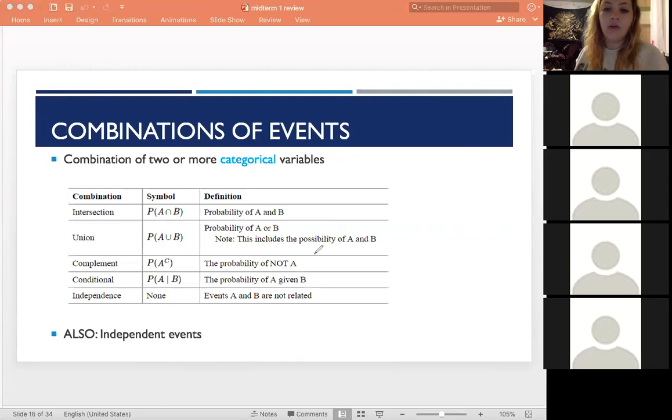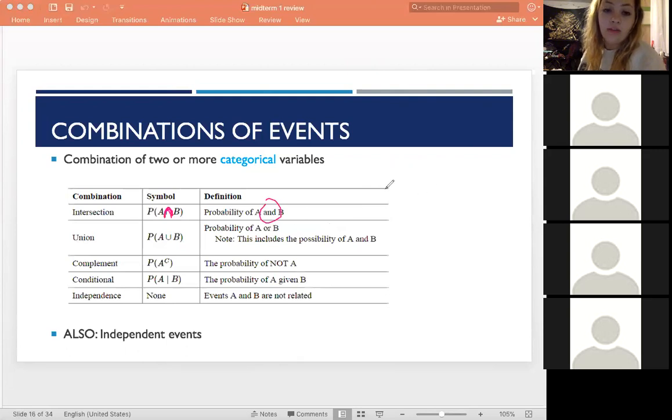But just as a quick review, intersection is going to be A and B together. Make sure you understand the different symbols. So you have this upside down U thing. For union, it's A union B, so it's saying the probability of A or B.